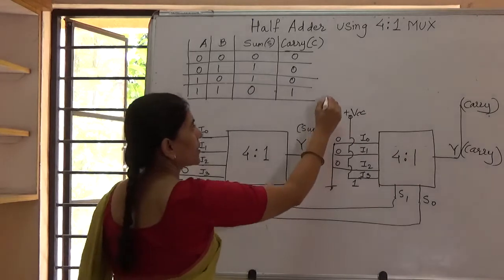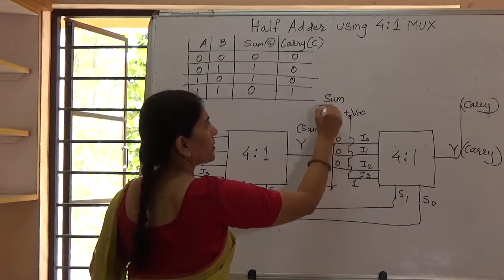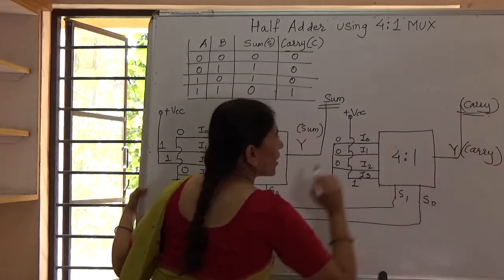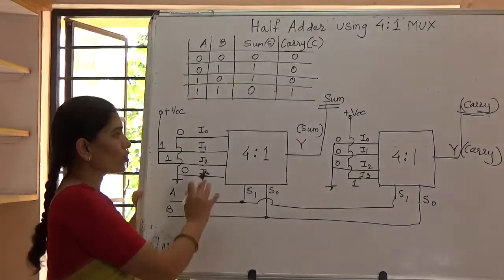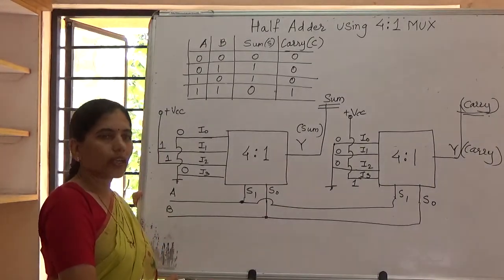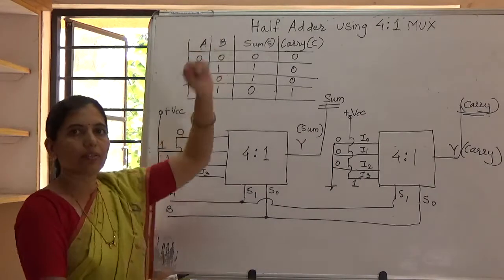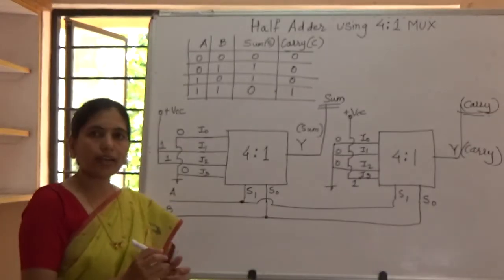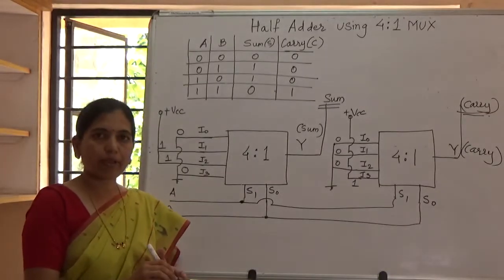So this will generate the sum and this will generate the carry. In this manner, 2 4:1 multiplexers can be used to implement the half adder circuit, and we can obtain the sum and the carry as well.